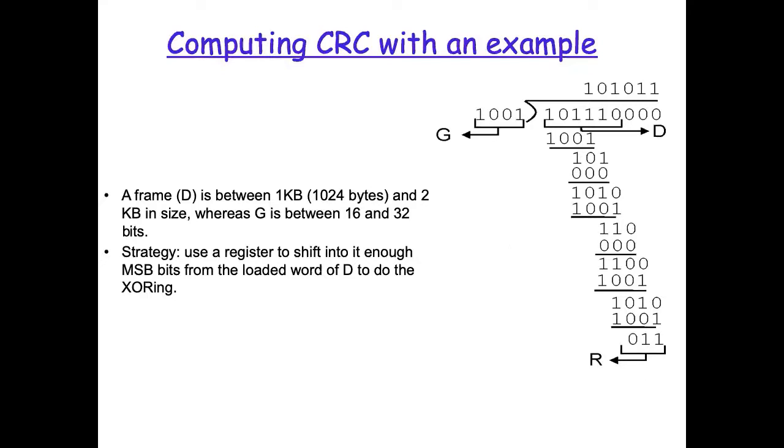Keep in mind also that this division is different from the decimal division implemented in MIPS because we don't do subtraction in the process of dividing. Instead, we're XORing, and that's why we have to implement the special binary division step by step. So our strategy is to use a register to shift into it enough MSB bits from the loaded word of D, and to do the XORing, as we'll see in the MIPS program following.